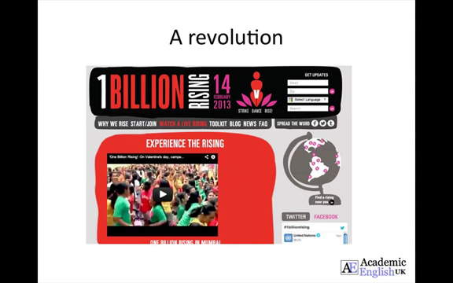In fact, this year on February the 14th, there was an uprising of women all across the world. This was called 1 Billion Rising, where over 1 billion women all danced in the streets to rise up against violence towards women and more equal rights. This could be seen as a revolution.